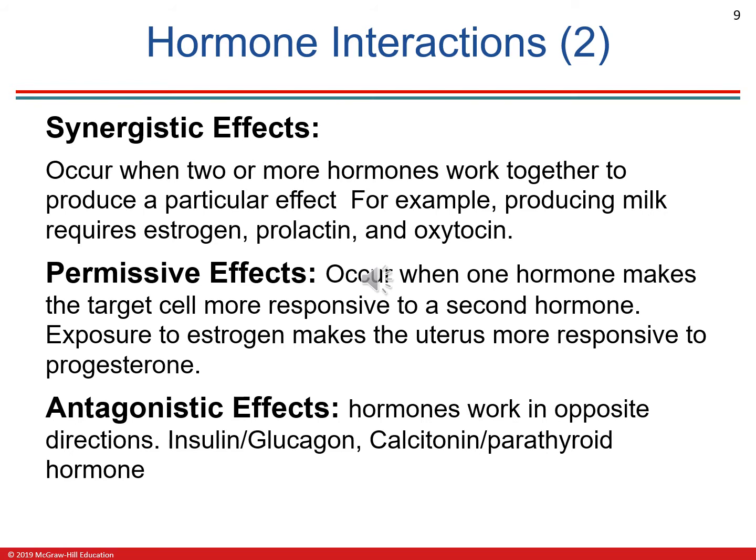Insulin decreases the glucose level, glucagon increases the glucose level. They also have effects in the adipose tissue, but I want you to focus on these two antagonistic effects of insulin and glucagon. Another example of an antagonistic effect is calcitonin and the parathyroid hormone. Calcitonin decreases the calcium level in the bloodstream, and parathyroid hormone increases the calcium level in the bloodstream.